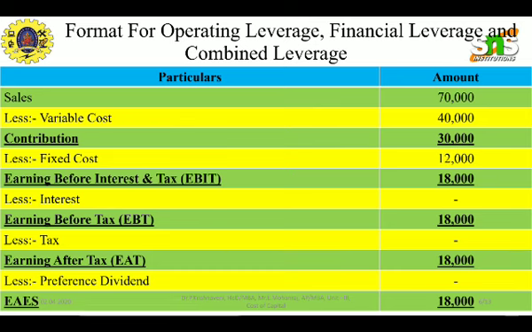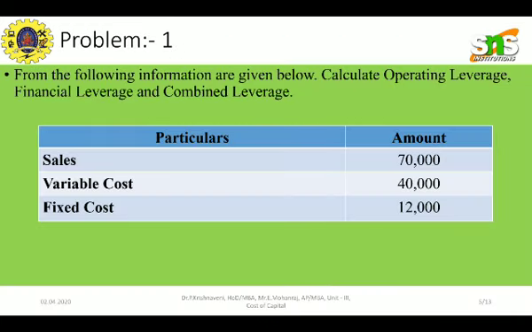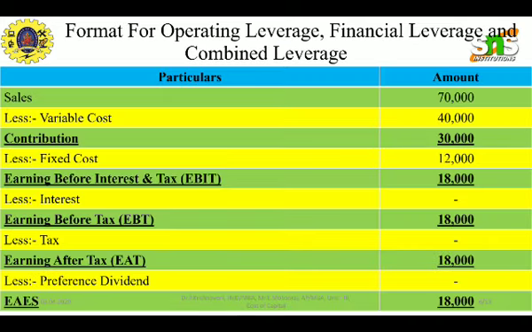Then contribution less fixed cost, we will get the earning before interest and tax, that is EBIT. The fixed cost is already given in your question, that is 12,000. Then 30,000 minus 12,000, we will get 18,000, that is EBIT. Then there is no interest, no tax, and no preference dividend, so the final EAES is 18,000. Your final profit is 18,000.